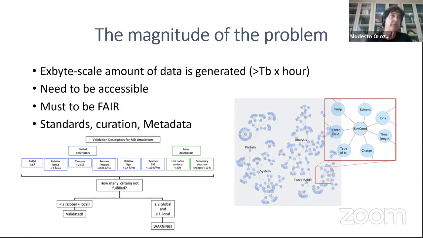It needs to be accessible. It needs to be FAIR. FAIR means findable, accessible, interoperable, and reusable. So data is there and is there to be used. I talked already about curation, standards, metadata. This is what I mean by metadata. For your simulation to be useful, you need to have all this type of information.